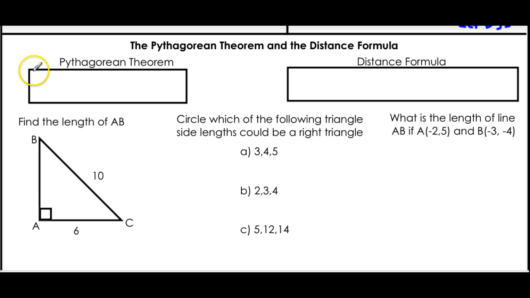Finally, 2 formulas you need to know, the Pythagorean theorem and the distance formula. The Pythagorean theorem, a squared plus b squared equals c squared. The distance formula, I'm not giving to you. Check your notes. You better know that.